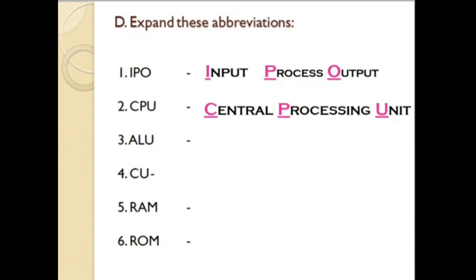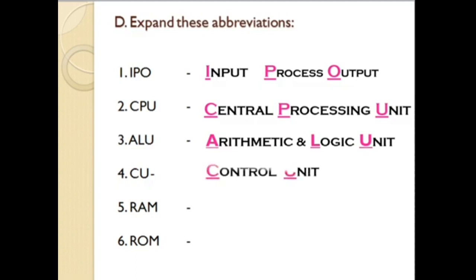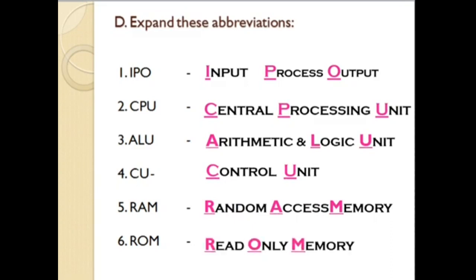The next one is ALU, Arithmetic and Logic Unit. A refers to arithmetic, L refers to logic, U refers to unit. The next one is CU, control unit. C refers to control, U refers to unit. RAM, random access memory. ROM, read only memory. Note it down, children.